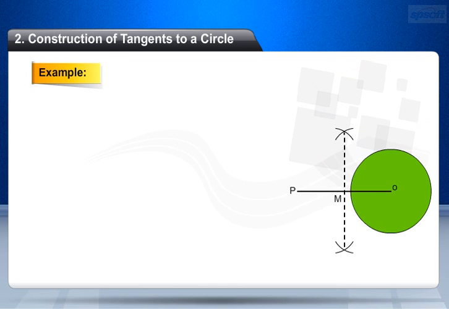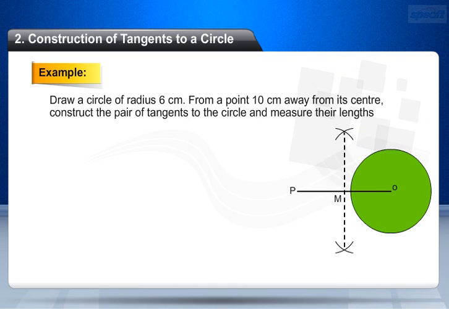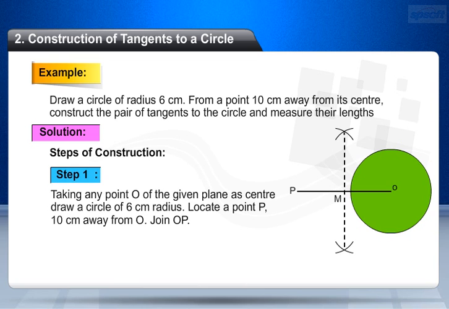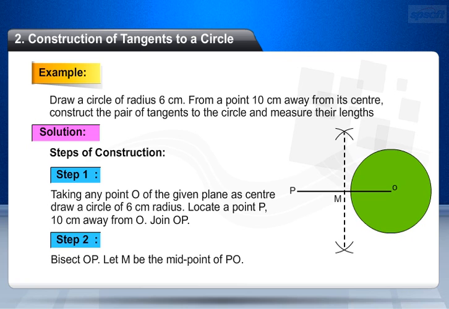Let us see an example. Draw a circle of radius 6 cm. From a point 10 cm away from its center, construct a pair of tangents to the circle and measure their lengths. Let us see the solution now. Steps of construction. Step 1. Taking any point O of the given plane as center, draw a circle of 6 cm radius. Locate a point P 10 cm away from O. Join OP.